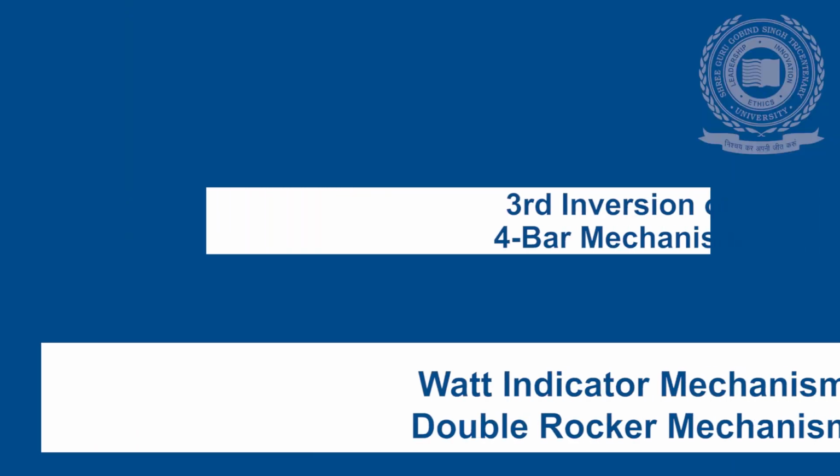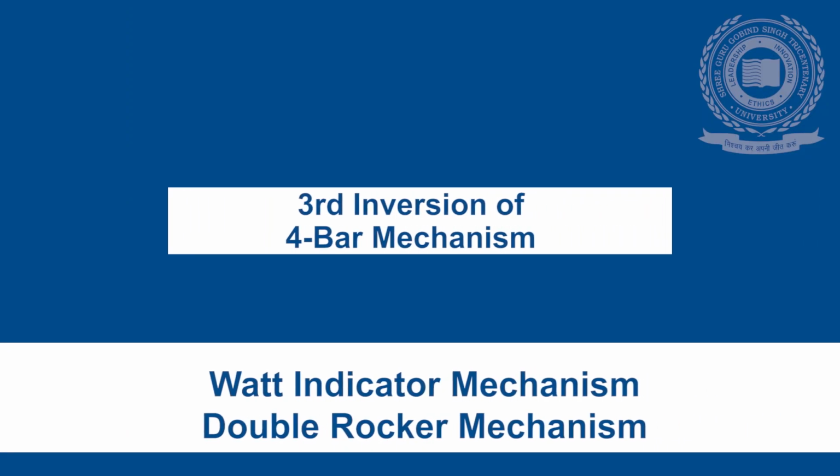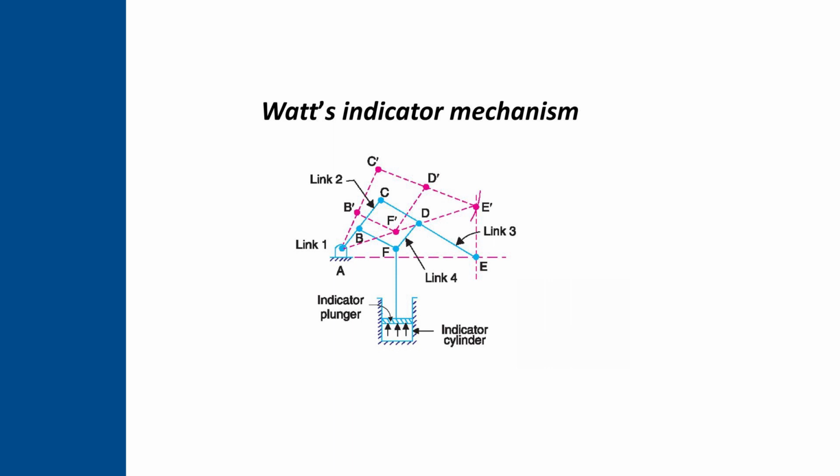The third inversion of the 4-bar mechanism is Watt indicator mechanism, which is also known as double rocker mechanism. It is having 4 links. There is fixed link at A, link AC, link CE and link BFD, which is a single link as there is no relative motion between BF and FD.